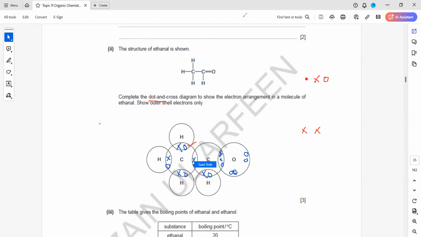Look how we complete a dot and cross. Just a minute, Saad. For this one, if you use cross for hydrogen and dot for carbon, this is finished. So this carbon was dot, then the other carbon will use cross. Then this will be cross, hydrogen will be circle, and oxygen will be circle. So one atom dot, another atom cross.